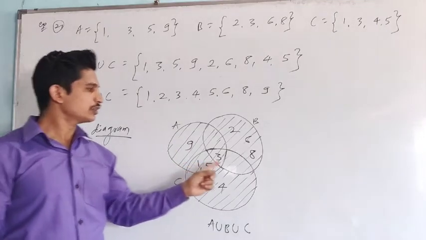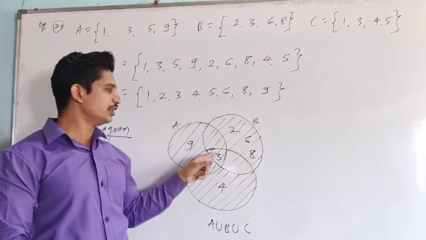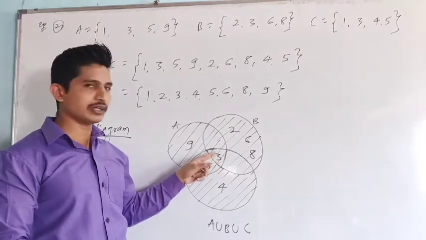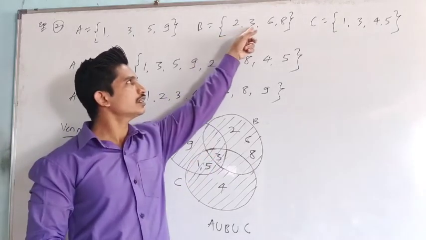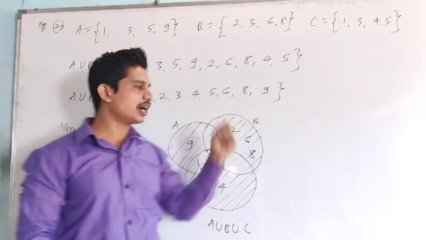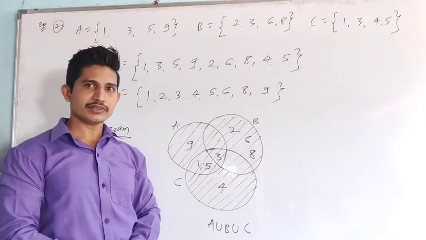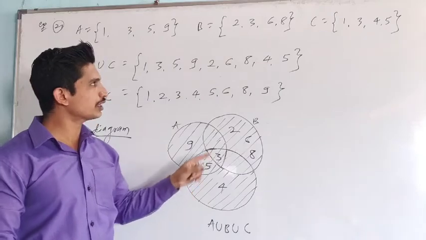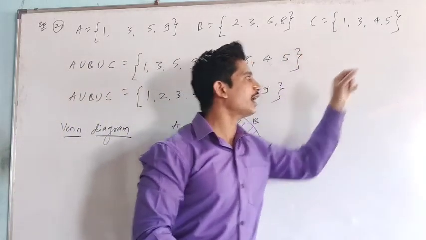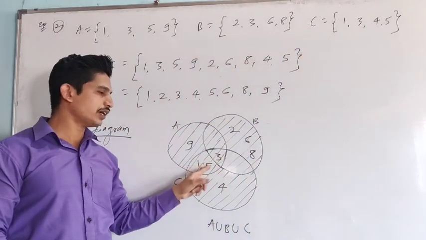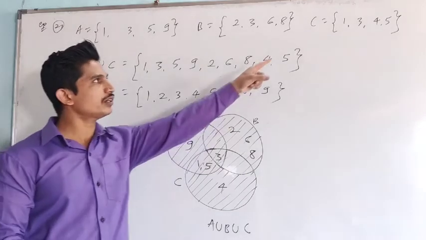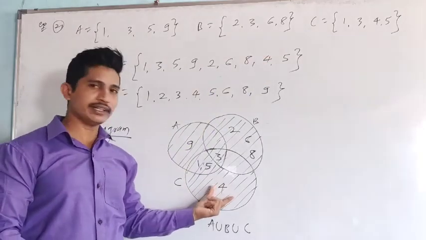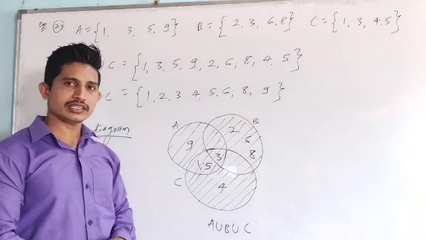Now in B, 3 goes. 3 is combined, I wrote it here. So leaving 3, 2, 6, 8 come in B. Now in C, see, 1, 3, 5 I already wrote here. Only what number is left? Number 4. So write it in this.